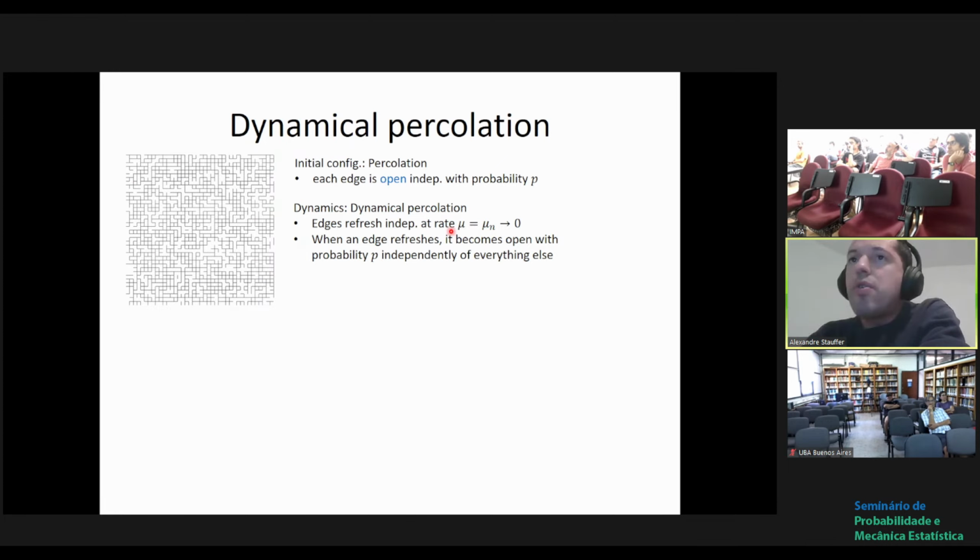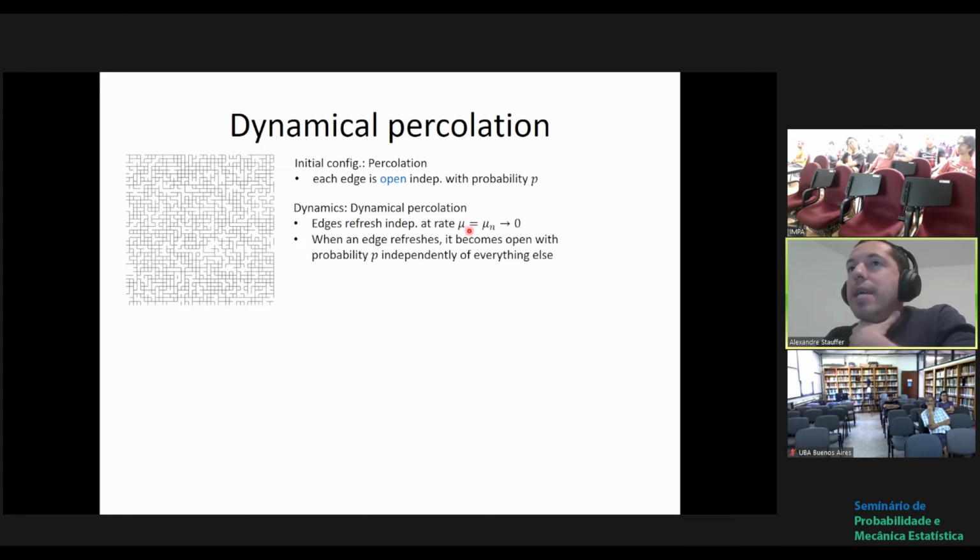So it has a Poisson clock of rate mu. When this clock rings, the edge refreshes itself. That is, it flips a coin, and with probability p it becomes open, with probability 1 minus p it becomes closed, independently of what it was before and independently of all the other edges. Each edge is just doing its own business. And here, I always take p to be a constant that doesn't depend on n, the size of the torus. I don't care about the specific value.